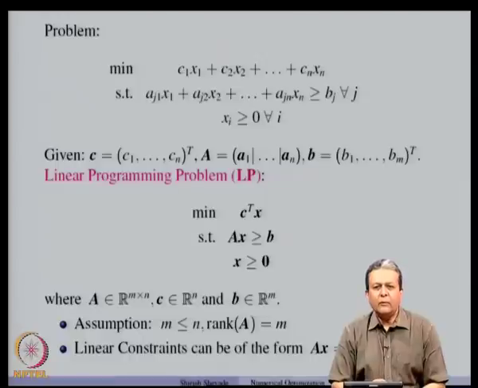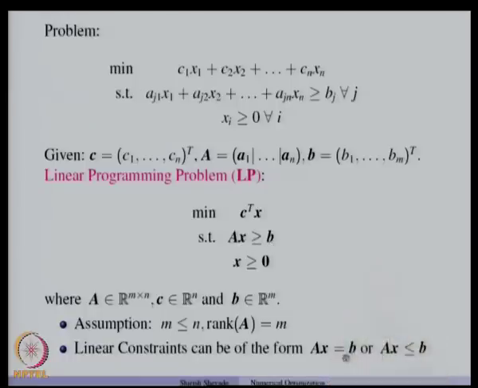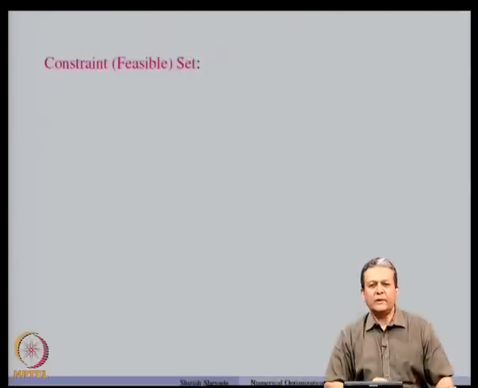Now, another important point is that the linear constraints which are of the type A x greater than or equal to b can be of the form A x equal to b or A x less than or equal to b. So, we could have equality constraints or inequality constraints in a linear programming problem. Now, let us see more about the constraint set of a linear programming problem. The constraint set is also called the feasible set.